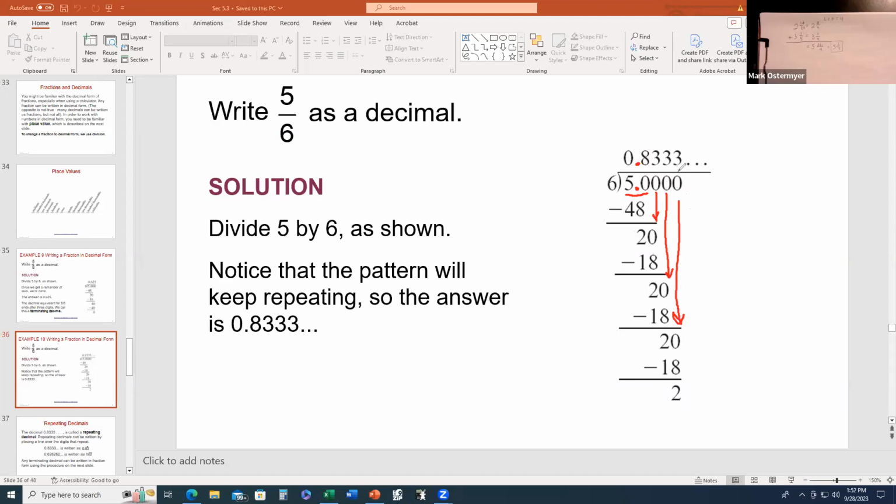This is called a repeating decimal. It's the decimal equivalent form of 5/6. 0.8333333. That repeats forever. That's equal to 5/6. To indicate the repeating nature of the 3, we put a bar above the 3. That bar means a 3 repeats forever.